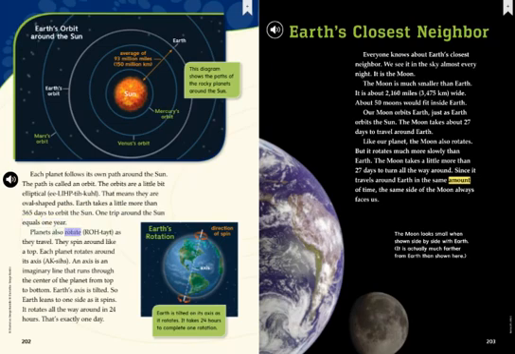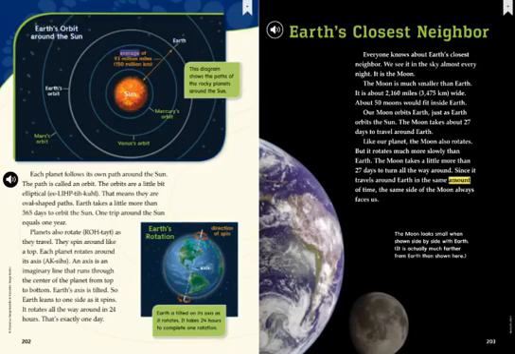Planets also rotate as they travel. They spin around like a top. Each planet rotates around its axis. An axis is an imaginary line that runs through the center of the planet from top to bottom. Earth's axis is tilted, so Earth leans to one side as it spins. It rotates all the way around in 24 hours. That's exactly 1 day.